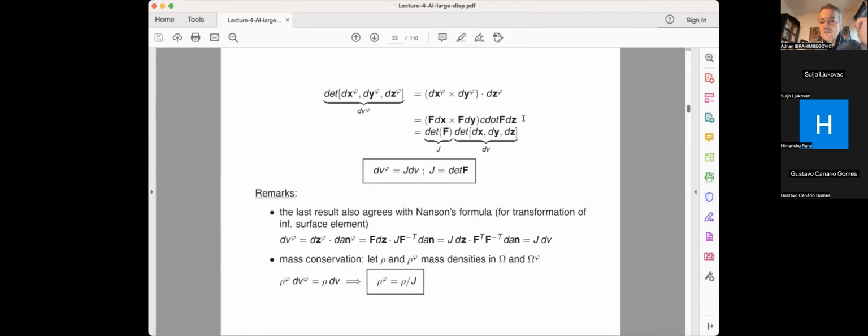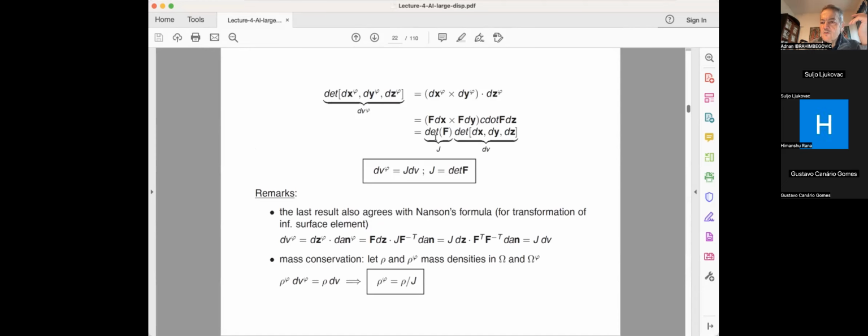It turns out this is just the change of coordinates formula when you have integrals. You're changing the coordinates from the initial to the deformed configuration. So basically, you can say the determinant of dx phi, dy phi, dz phi, which is dx phi cross dy phi dot dz phi, is equal to, with every one of these vectors transformed by F, F dx, F dy, and dot F dz.